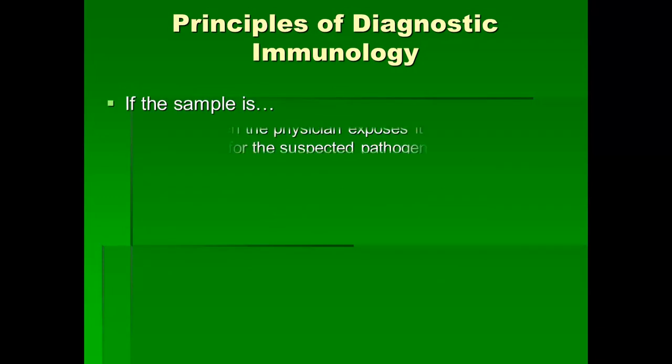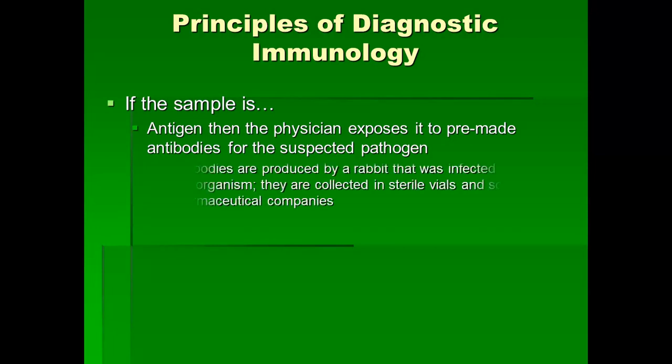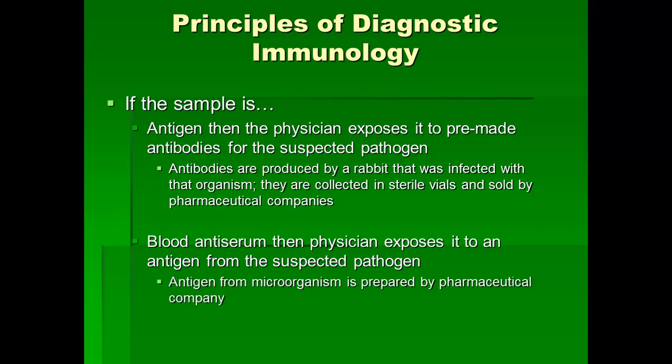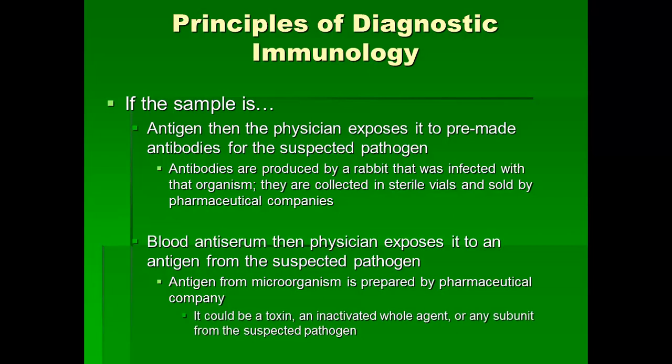If the sample is antigen, then the physician exposes it to pre-made antibodies for the suspected pathogen. The antibodies are produced by a rabbit that was infected with that organism. They are collected in sterile vials and sold by pharmaceutical companies. For the blood antiserum sample, the physician exposes it to an antigen from the suspected pathogen. The antigen from the microorganism is prepared by the pharmaceutical company. It could be a toxin, an inactivated whole agent, or any subunit from the suspected pathogen.